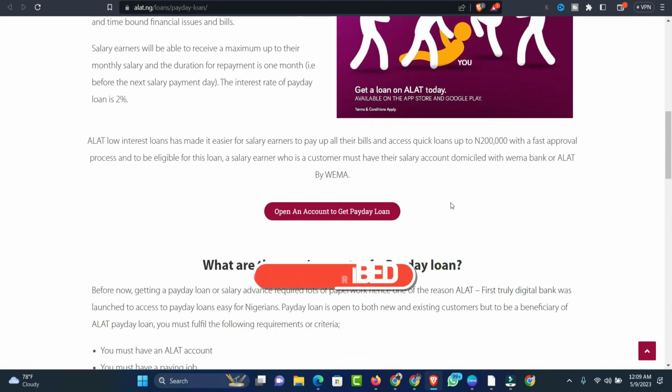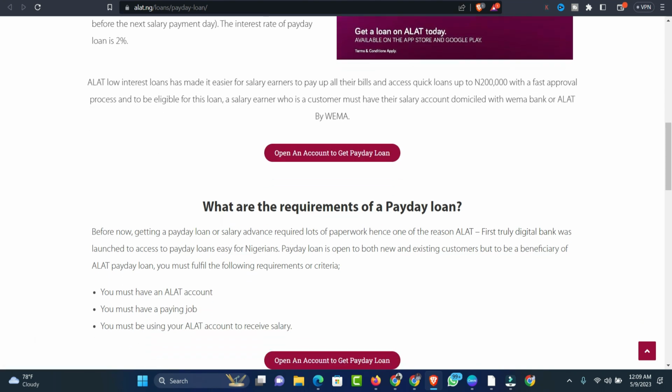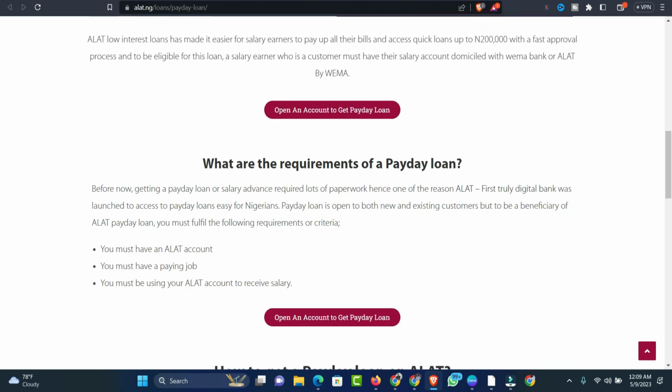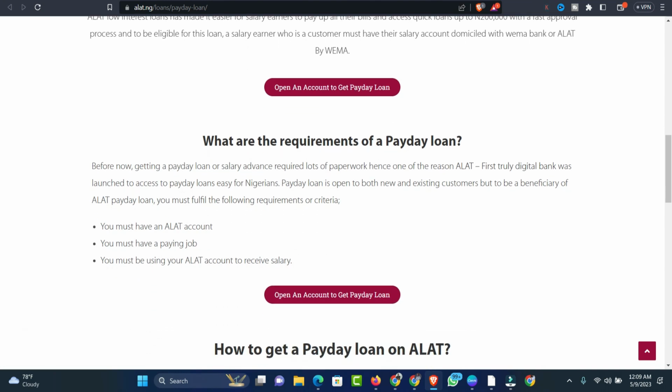So if you don't have an account yet, you can just open an account with ALAT by Wema. But if you have an account already, you can just log into your ALAT by Wema and request for a loan. With ALAT by Wema payday, you must have an ALAT account, you must have a paying job, and you must be using your ALAT account to receive salary.